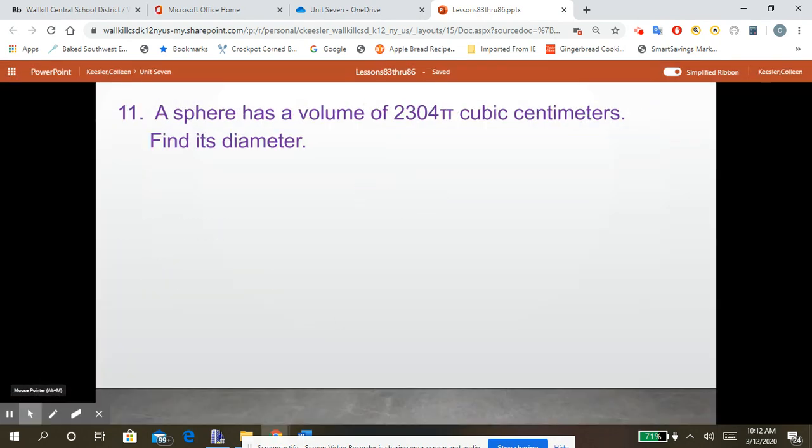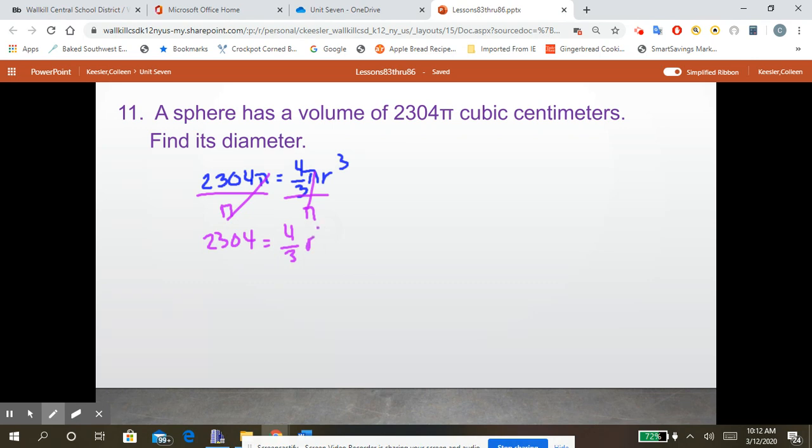All right, so number 11, a sphere has a volume of 2,304 pi cubic centimeters. Find its diameter. So again, we have 2,304 pi equals 4/3 pi r cubed. I'm going to get rid of that pi first. The opposite of multiplying is dividing, cancels and cancels. So now we got 2,304 equals 4/3 r cubed.